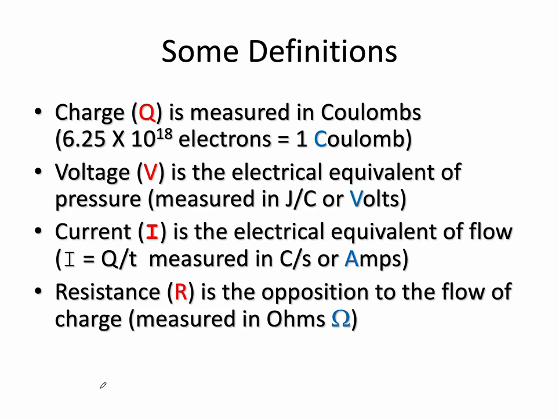One coulomb is just a large amount of charge. It's 6.25 times 10 to the 18th charges, either the charge on an electron or a charge on a proton, and that is 1 coulomb.